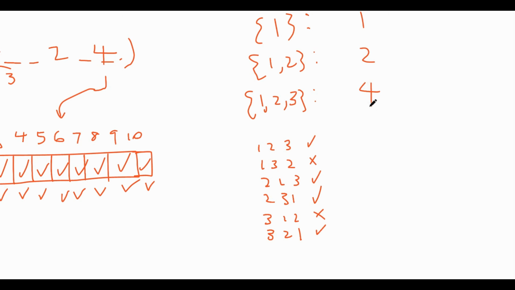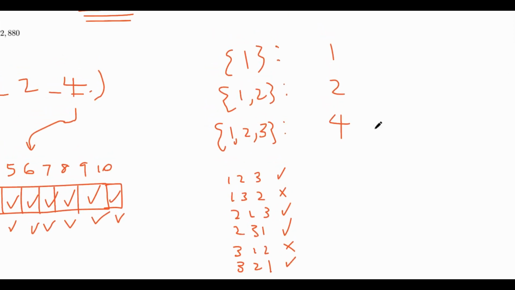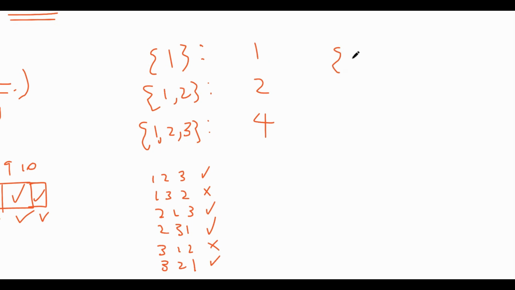Do you guys already see the pattern that's forming right now? It seems our pattern is powers of 2. For 1 element, there's 1 way. For 2 elements, there's 2 ways. For 3 elements, there's 4 ways. So we propose that in general, for n elements, 1, 2, all the way to n, if we follow the pattern, there are 2 to the n minus 1 ways. And you can verify that this formula works for 1, 2, and 3.